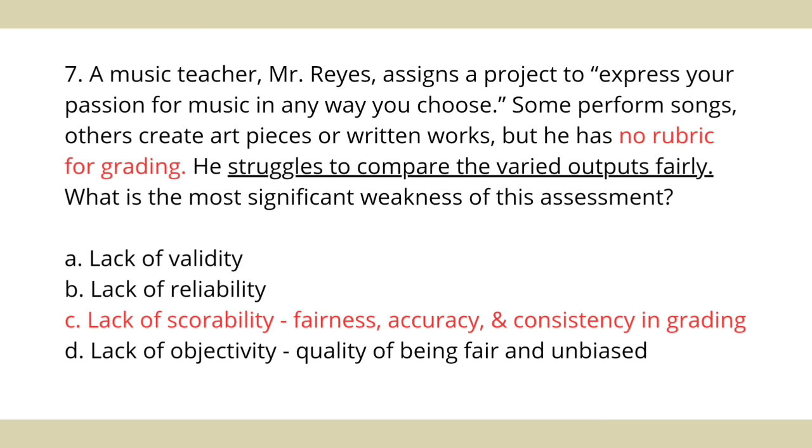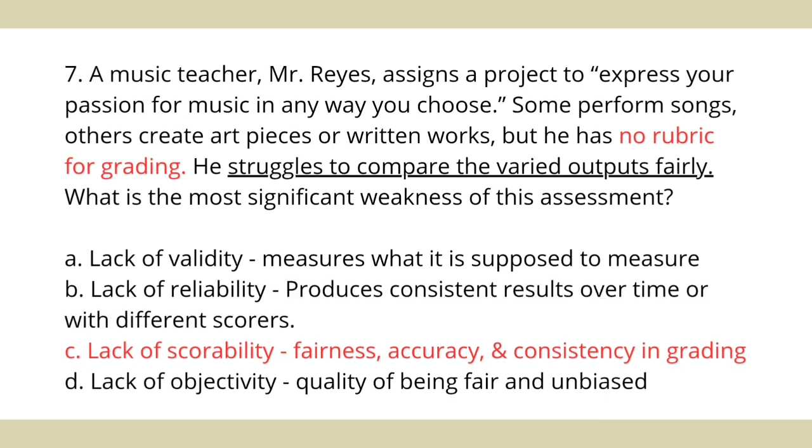Objectivity refers to the quality of being fair, unbiased, and based on facts or clear criteria. For example, using a clear scoring rubric to grade essays is objective. Validity measures what it is supposed to measure. For example, a math test should measure math skills, not reading ability. Reliability produces consistent results over time or with different scorers.